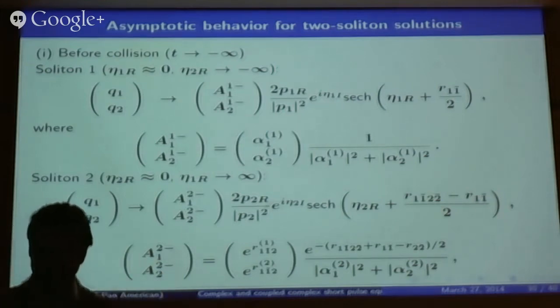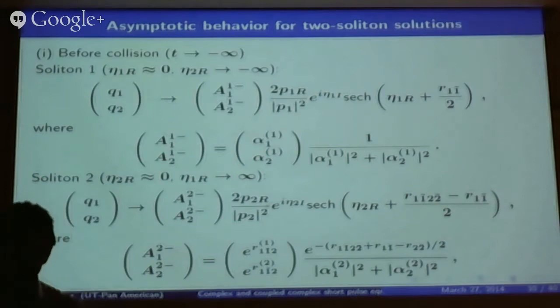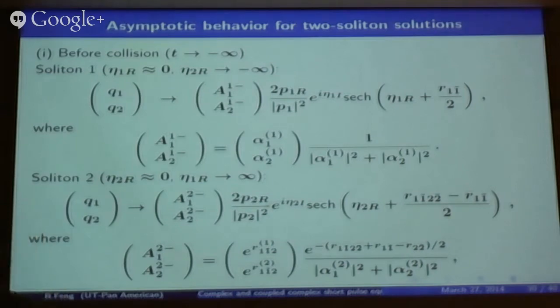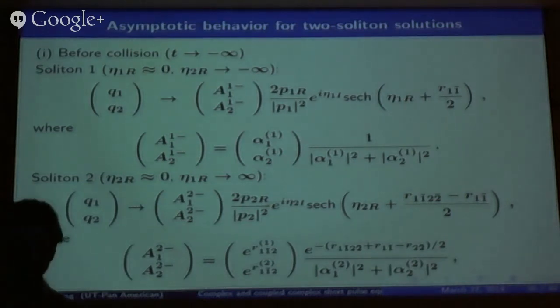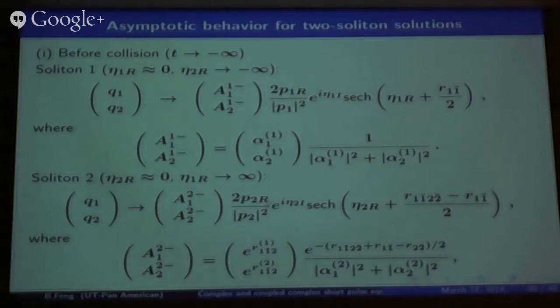When they collide, that means they get closer and closer, and then they have some kind of interaction. After the interaction, usually they cross each other without changing the shape of the soliton. That is originally what the soliton looks like, like a particle, and they don't change their shape. But here, very interesting, for the two-soliton collisions in this model, it's possible to have an inelastic collision and the shape of the solitons could be changed.